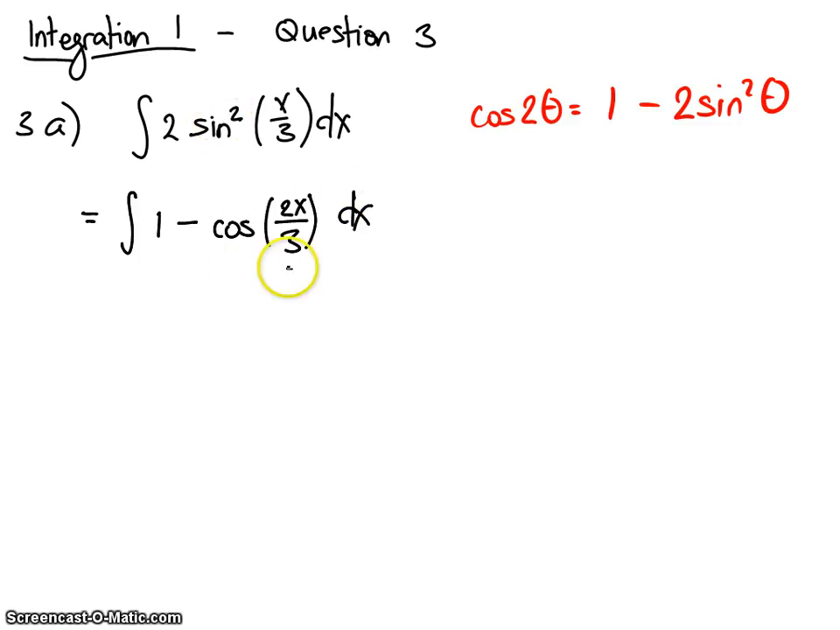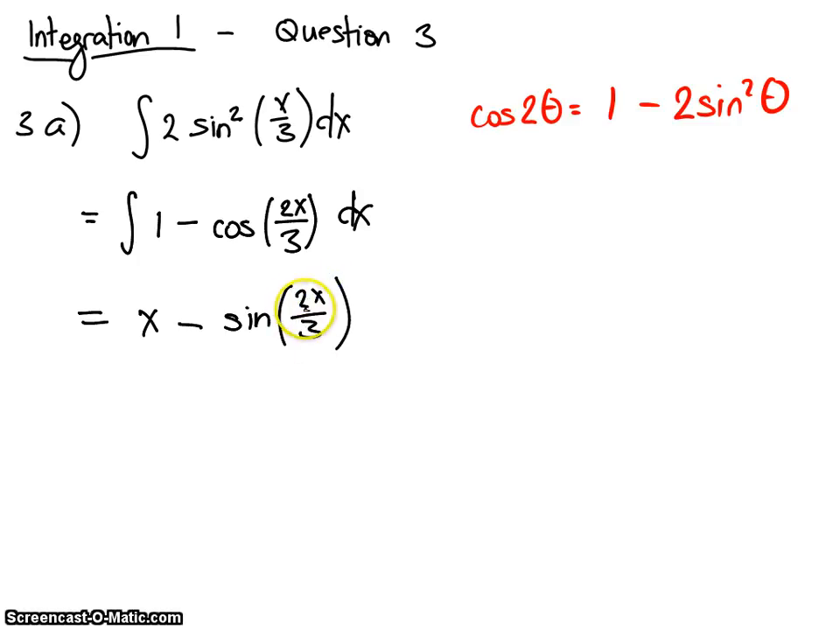Instead, I'm dealing with it just as a simple trigonometric function, which I know how to integrate on its own. So if I integrate this with respect to x, what do I get? Well, I integrate 1 to get x minus, now what does cosine integrate to? Well, I differentiate sine to get cosine, so I integrate cosine to get sine of 2x over 3.